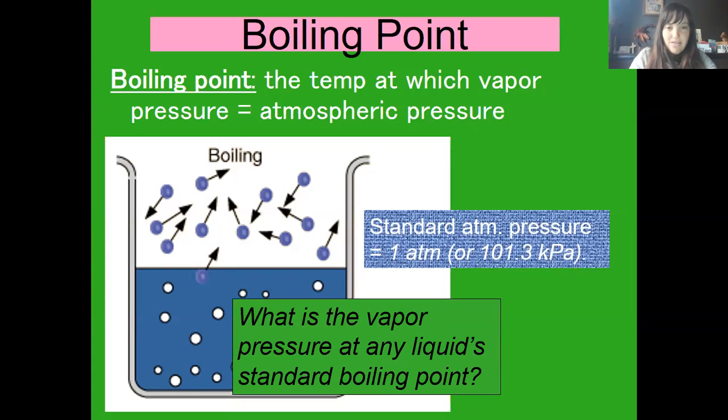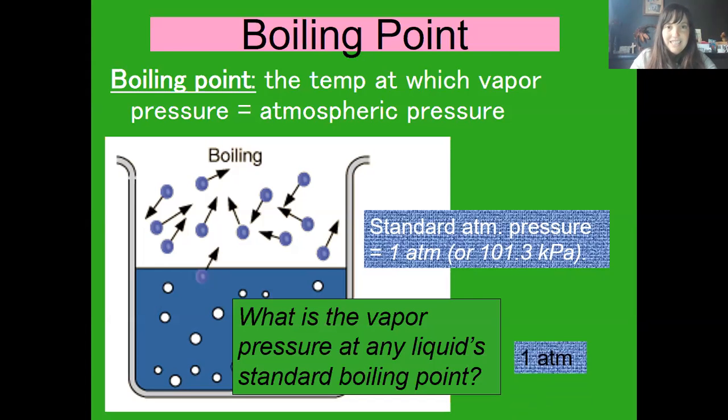So knowing that, what would be the vapor pressure if something is boiling? Well, we know the vapor pressure has to be as strong as the atmospheric pressure, and the atmospheric pressure is usually 1 atmosphere. So that means the vapor pressure at any liquid's boiling point is about 1 atmosphere.